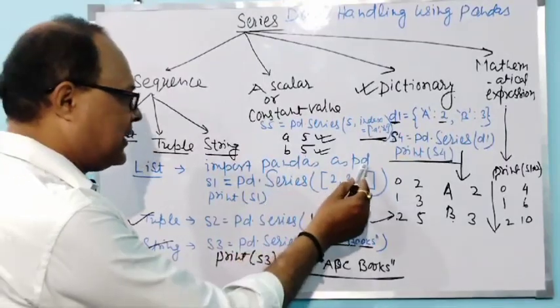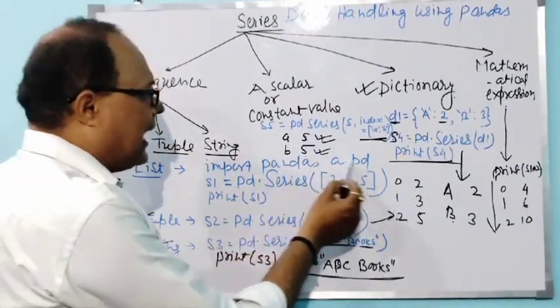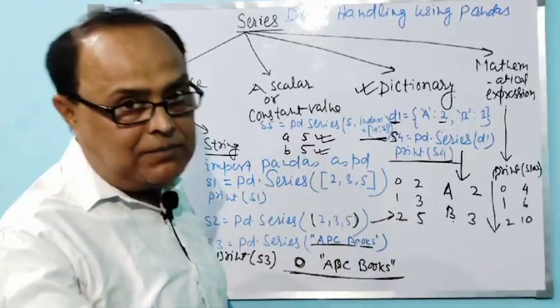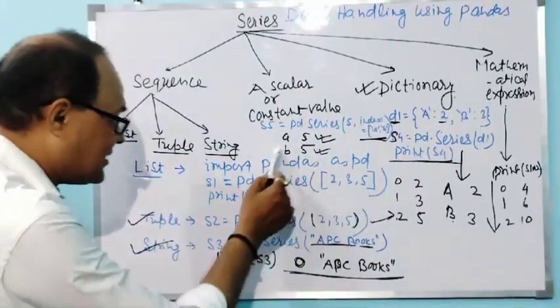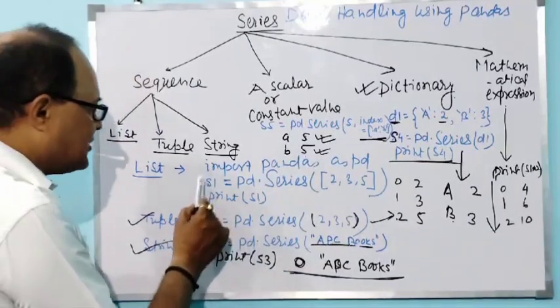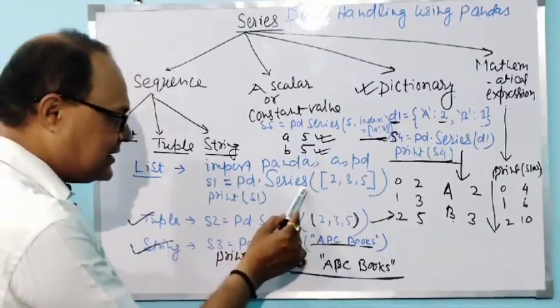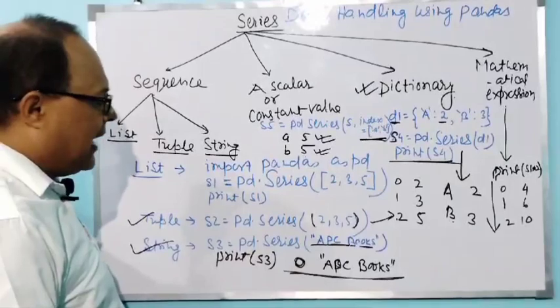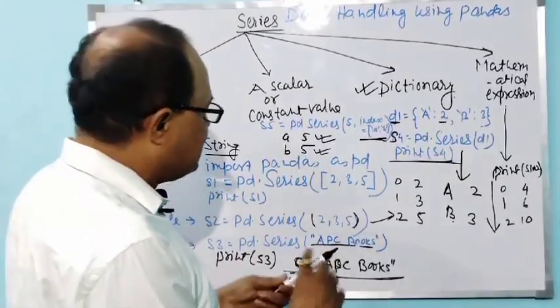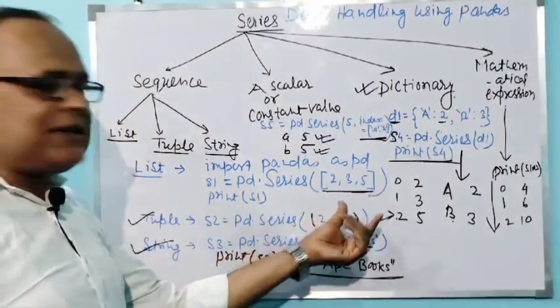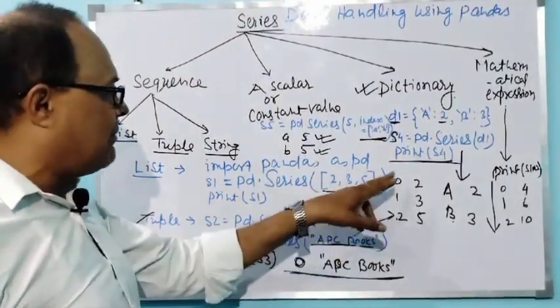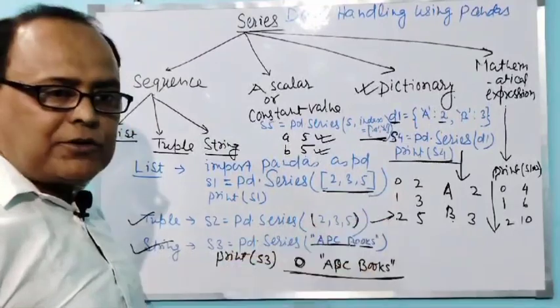Import pandas as pd. Pandas is a library, and pd is an alias name. What is an alias name? It is an alternative name of the pandas library. So s1 is equal to pd.Series, and we have defined the data part as 2, 3, 5. I have not mentioned any index part, and by default the index will be 0, 1, 2.